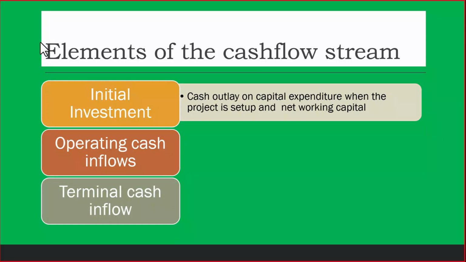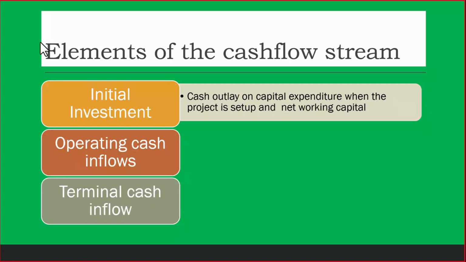So, there are three kinds of cash flow streams. One is the initial investment, then the operating cash inflows, and the terminal cash inflow. If you look at the initial investment, can you read, Akshay? Initial investment: cash outlay on capital expenditure when the project is set up, and net working capital. So when you are going to start a project, you have to spend a lot of money, both on capital expenditure as well as on working capital. For example, you are going to buy raw material, and you have to keep a lot of inventory. So that is all nothing but working capital.